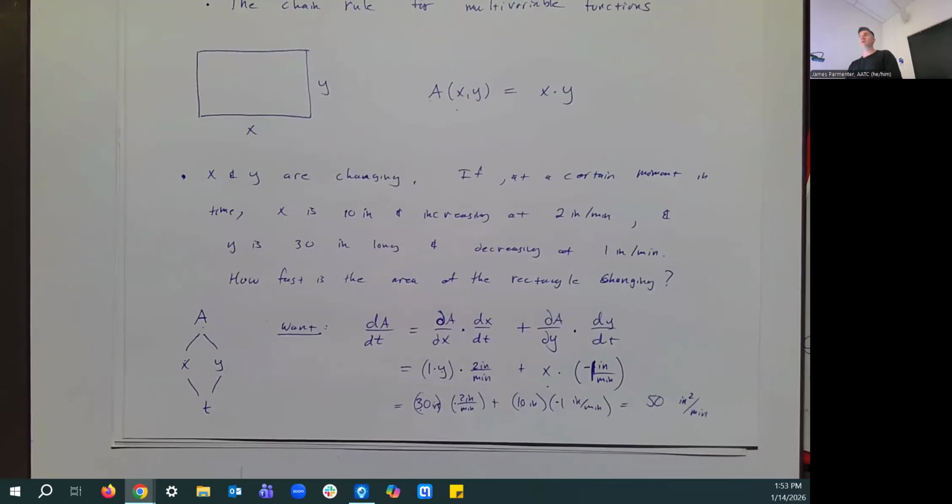So this rectangle is definitely increasing in area at the moment that we're looking at. Cool.